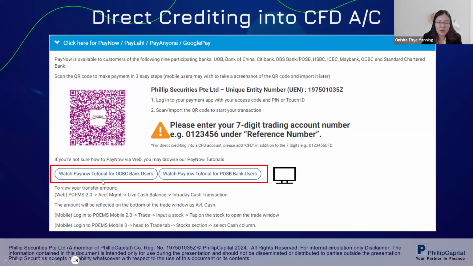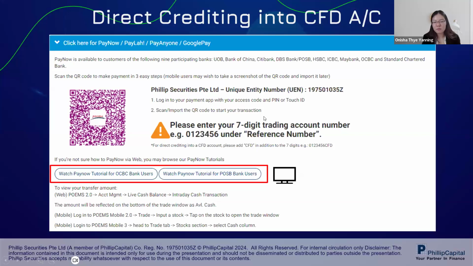You can watch the Pay Now tutorial link for how to direct credit into our account. My colleague has put the link in there. So this is the direct crediting.